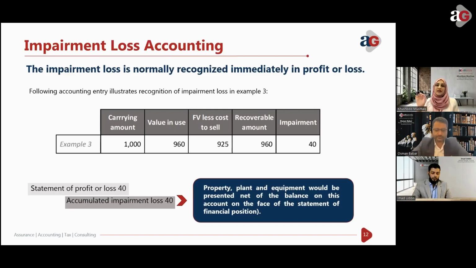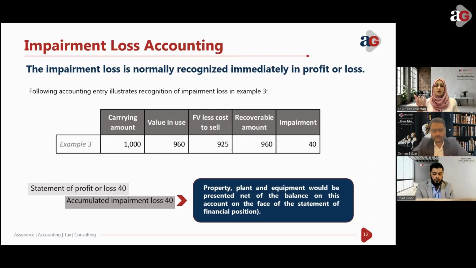It will go directly in our profit and loss as impairment loss, as an expense or as a loss of impairment loss. Debit 40 and credit will be accumulated impairment loss account on the balance sheet.